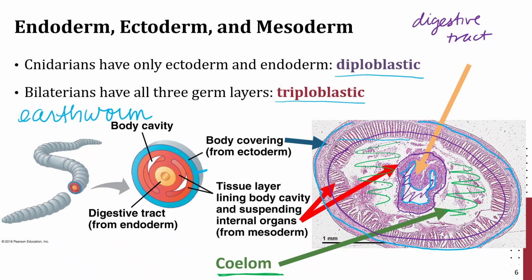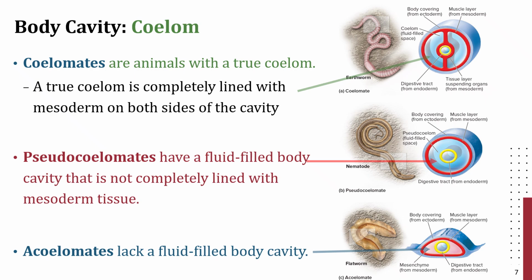We'll get this in our notes in just a second, but a coelom is lined on both sides. So lined on the ectoderm and lined around the endoderm. So coelomates are organisms that have a true coelom. A true coelom is completely lined on both sides of their cavity.